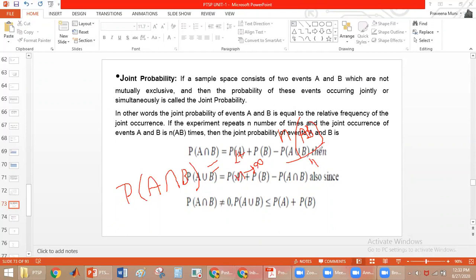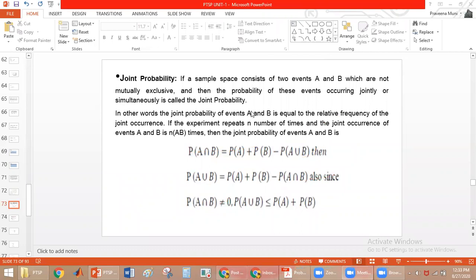So, understood, students, any doubts here? What is joint probability? Joint probability is defined by using relative frequency also. That is, probability of A intersection B is equal to limit n tends to infinity, number of times both events occur together divided by number of times the experiment is conducted. Is it clear, students? Any doubts? Hello, students, please respond. No, ma'am.